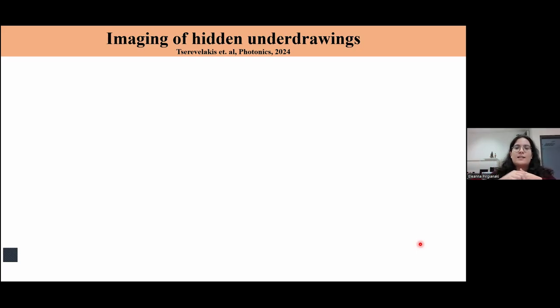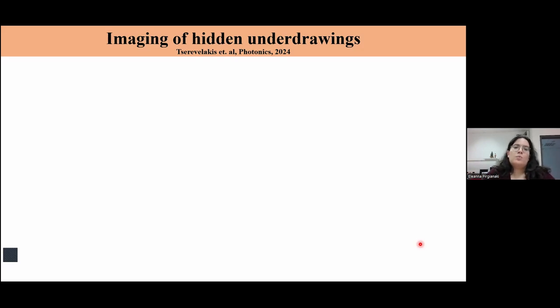Then we sketched some underdrawings using a graphite pencil and covered them with different types of acrylic paints. Here I will show you only some of them. Then some of these mock-ups were coated with acrylic varnish, some of them were uncoated, and some of them were coated with a gel that I will explain the reason for afterwards.